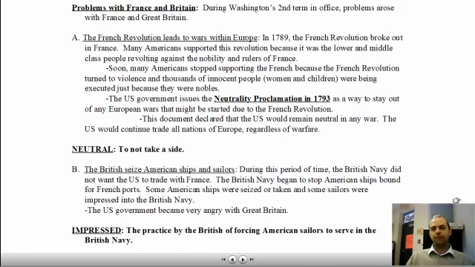That word, to put sailors into work for another country, is called impressed. And that's the practice by the British of forcing American sailors to serve in the British Navy. And that is going to be a practice that causes all kinds of chaos in British-American relations.